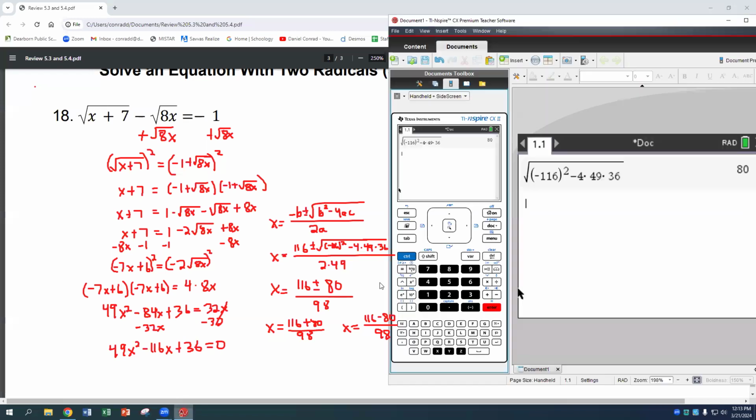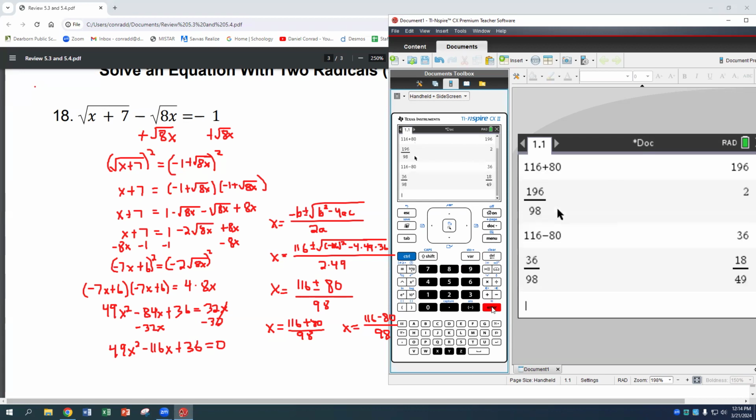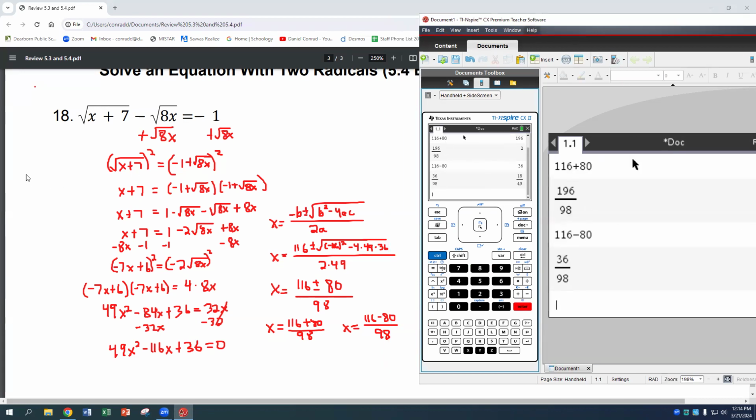And I'm just going to go ahead and use my calculator here. 116 plus 80 divided by 98 gives me 2. And then 116 minus 80, can't do that. You've got to hit enter first and then divide by 98. It's going to give me 18 over 49. So I get x equals 2 and x equals 18 over 49. All right, I'm going to go ahead and put those in just to see if they work.